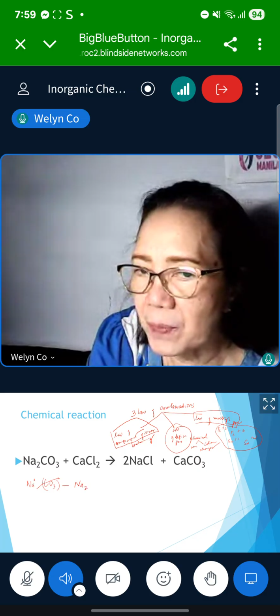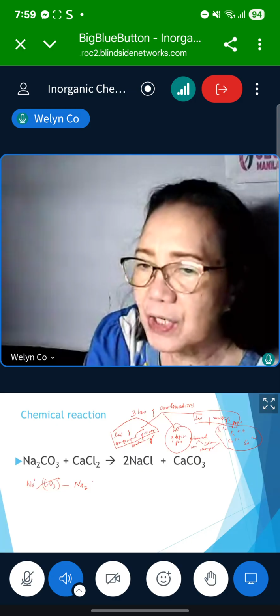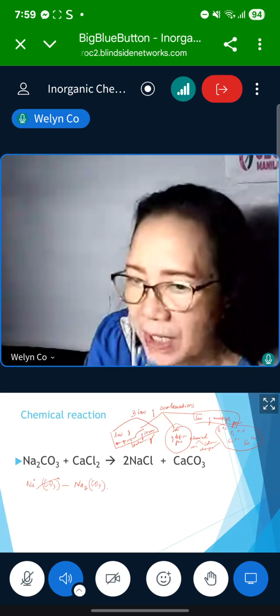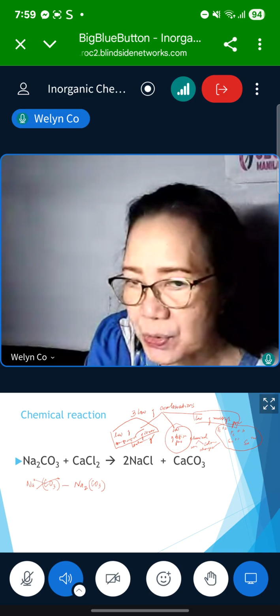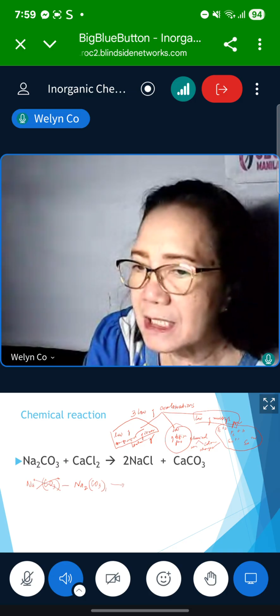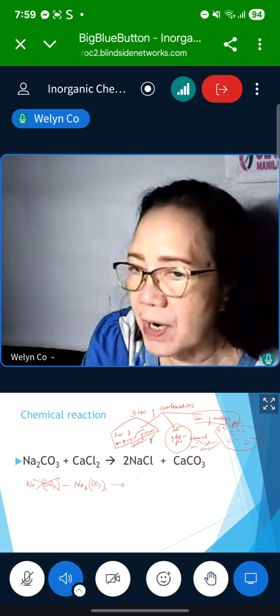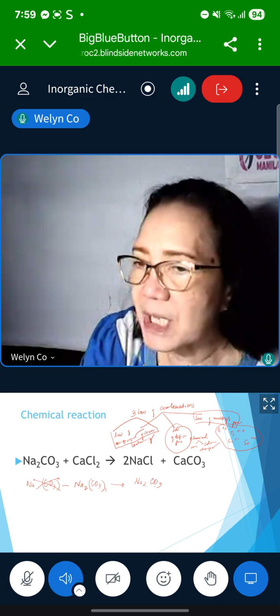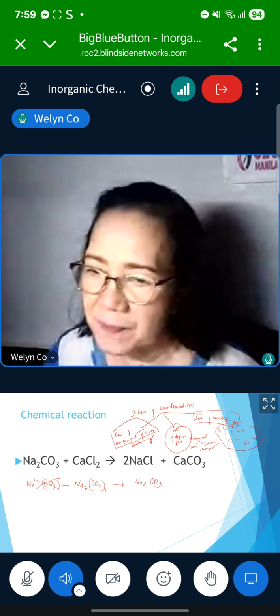The subscript of your sodium is the charge of your cation. And your carbonate, it is a polyatomic ion, acts as 1. The charge of your sodium is 1, so it is written here below. But in writing the chemical formula, we ignore the subscript of 1. We only have to write it completely as your Na2CO3.